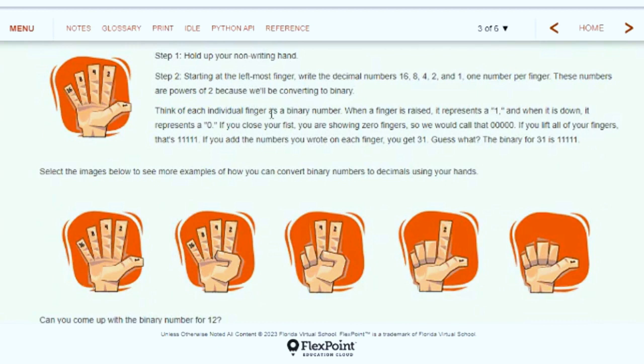So think of each individual finger as a binary number. When a finger is raised, it represents a 1. When it's down, it represents a 0. So if you close your fist, that's a 0. If you lift all your fingers, that's a 1, 1, 1, 1, 1. And you add them all up, and you get 31. You got 16 plus 8 is 24, plus 4 is 28, plus 2 is 30, plus 1 is 31. So all 5 fingers up is a 31.